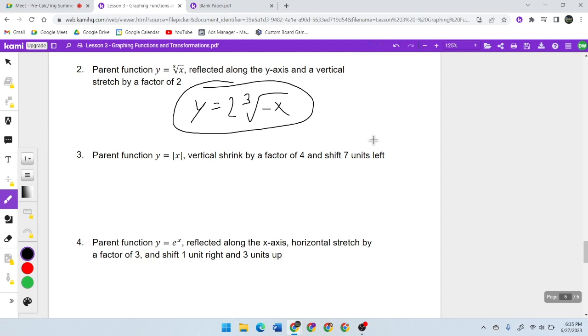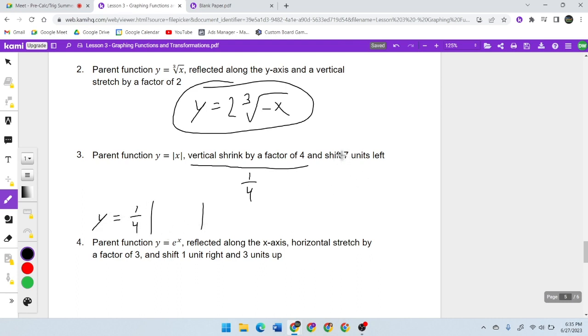Okay. Number 3. The parent function is y equals the absolute value of x. We would like a vertical shrink by a factor of 4, and we would like a shift 7 units to the left. So for this one, the order really doesn't matter as long as you get everything. The vertical shrink by a factor of 4, remember, vertical shrink is the fraction. That's going to be 1/4. So in other words, I'm going to say y equals 1/4 times the absolute value.